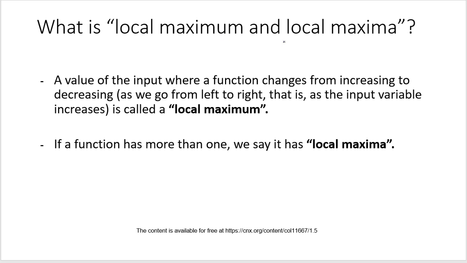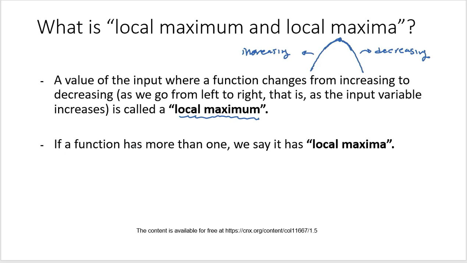What is local maximum? When value of inputs changes from increasing to decreasing, from left to right, then that is called local maximum. So this point is called local maximum. Basically the point that is higher than its neighborhood.